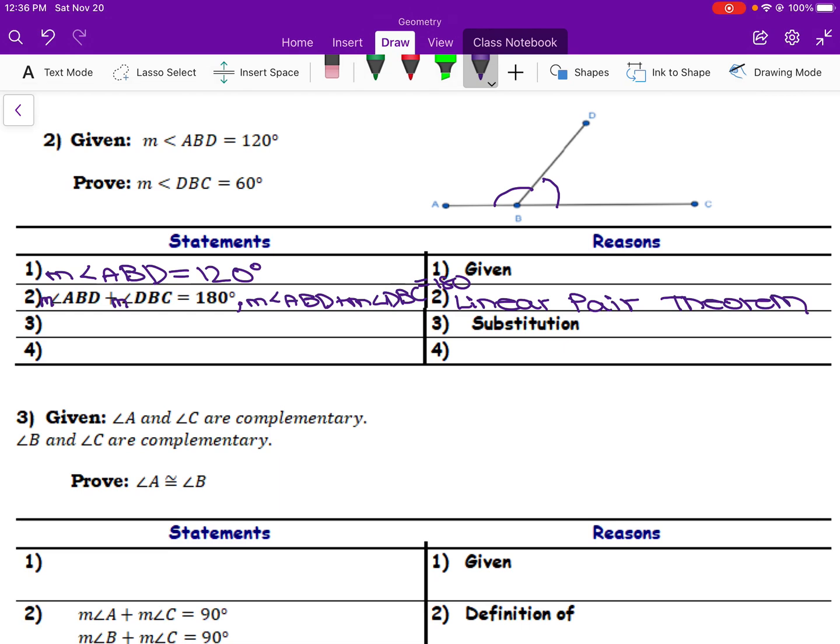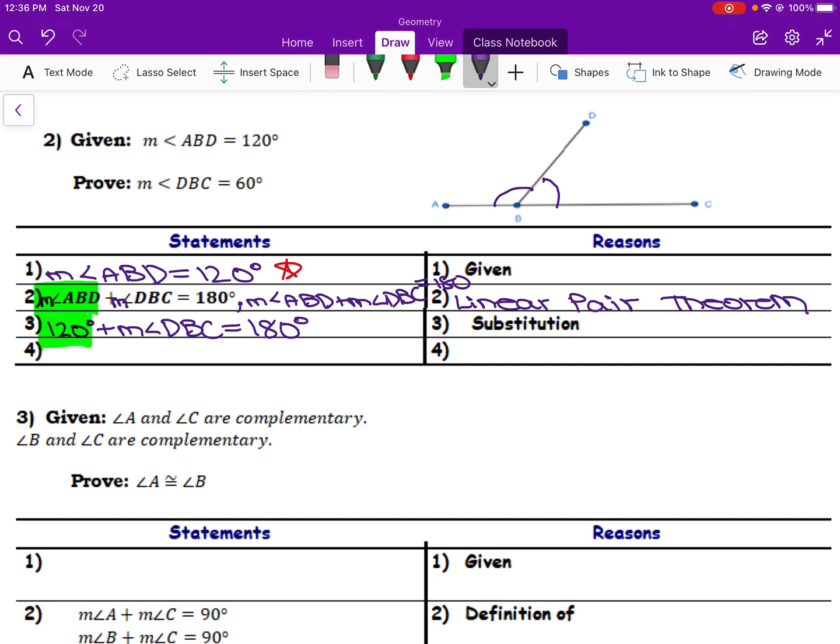Because we can next say that 120 degrees plus the measure of angle DBC equals 180 degrees. All we've done here is exchange, or substitute out, the measure of angle ABD, that whole expression, with 120 degrees. That's literally just utilizing my given information. We would say, again, that's substitution. It's direct substitution. We're exchanging that expression for its measure.